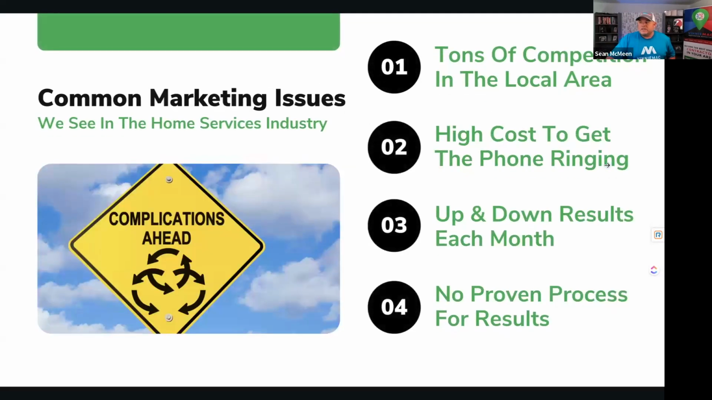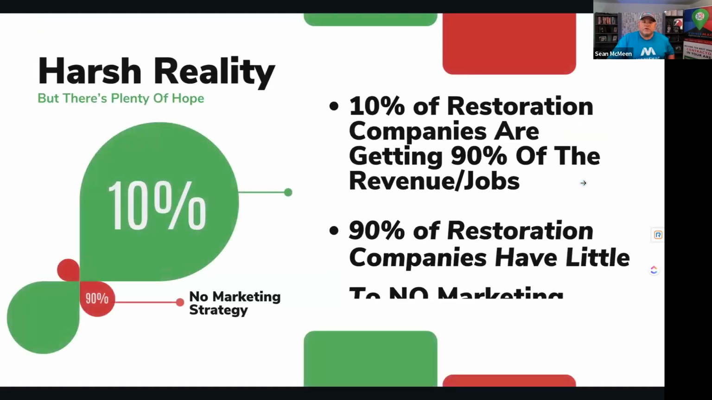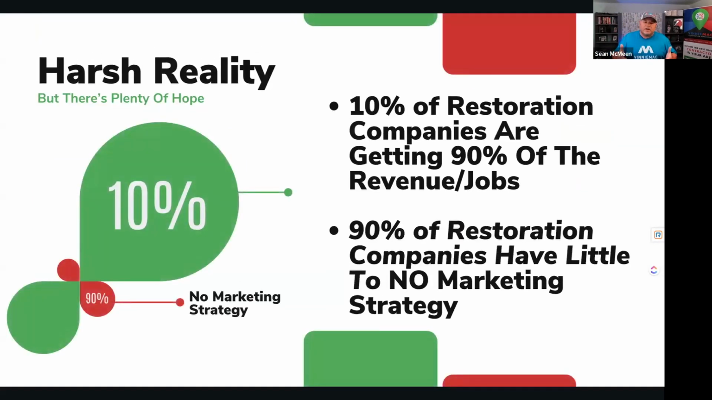Some of the common things we see out there across the industry is there's tons of competition in your local market. The high cost of getting the phone to ring is extreme. It's getting even more expensive, right? And sometimes with those up and down results each month, you don't know where to lean on. So you really need a proven process in order to get results. And that's where the harsh reality is that with a lot of restoration companies, the vast majority, 10% of those companies are getting 90% of the results.